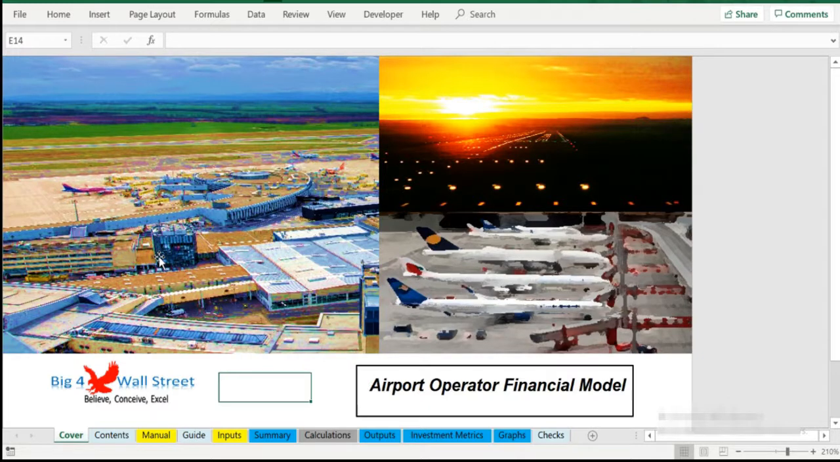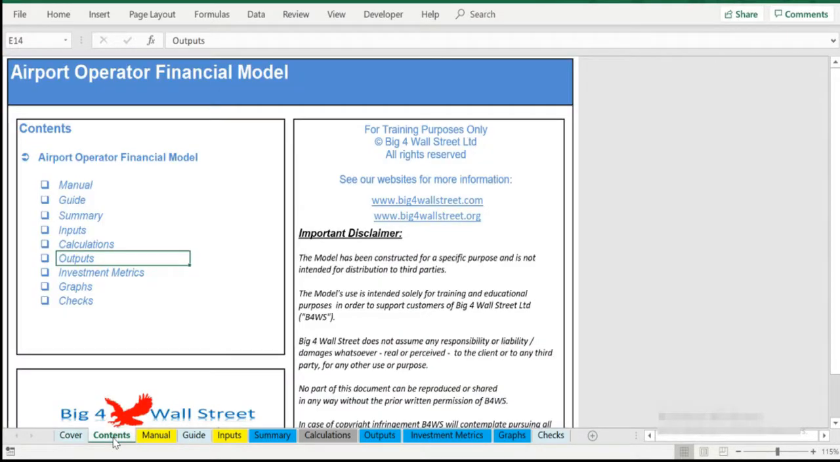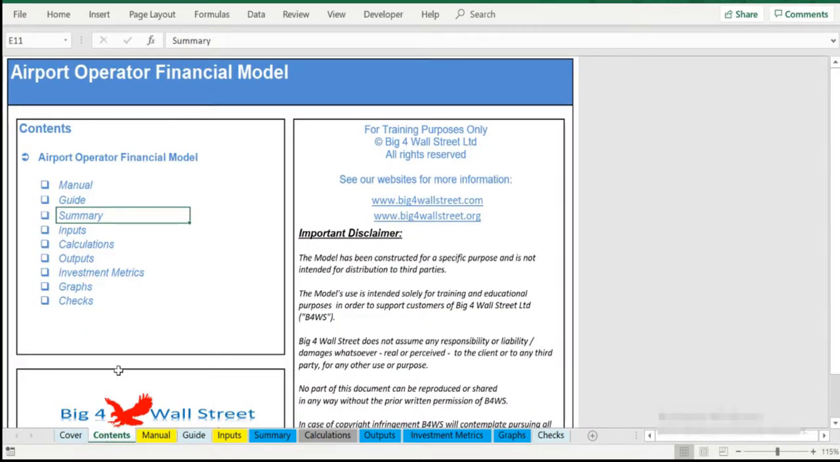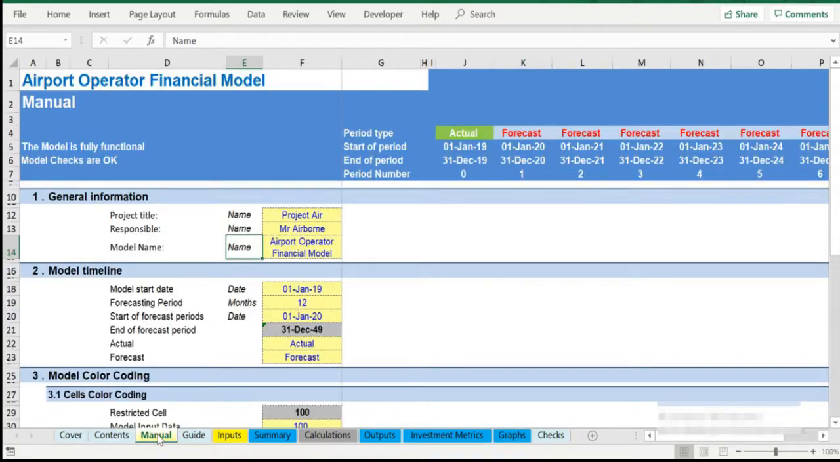The financing options for the project include a standard long-term loan as well as an overdraft facility and of course equity funding from investors. So, a quick overview of the model. In the contents tab you can see the structure of the model, and by clicking on any of the headlines you are redirected to the relevant worksheet.